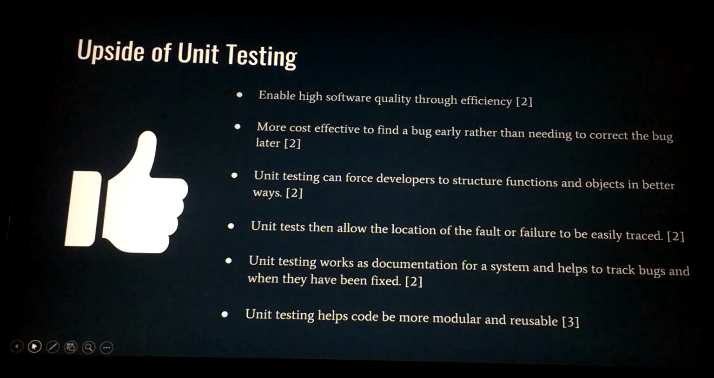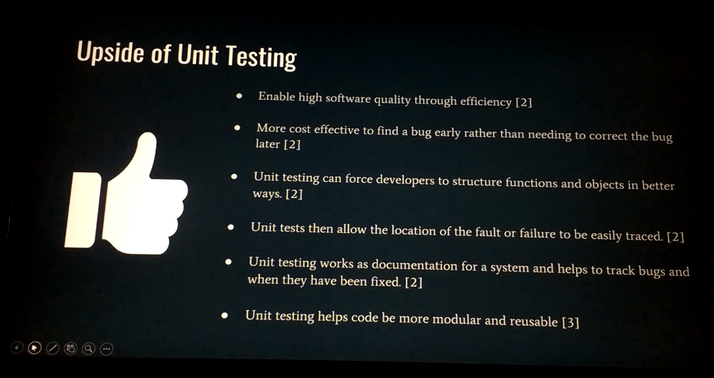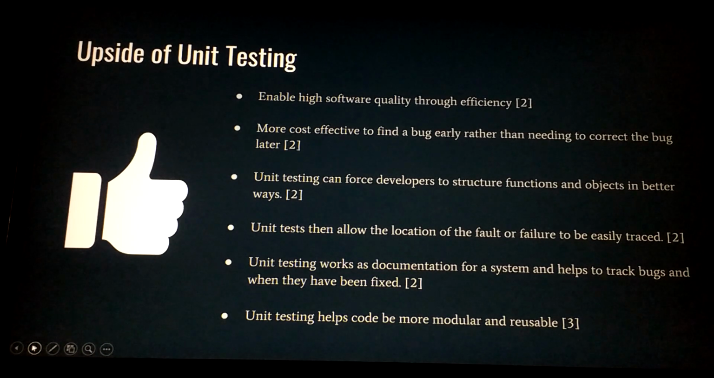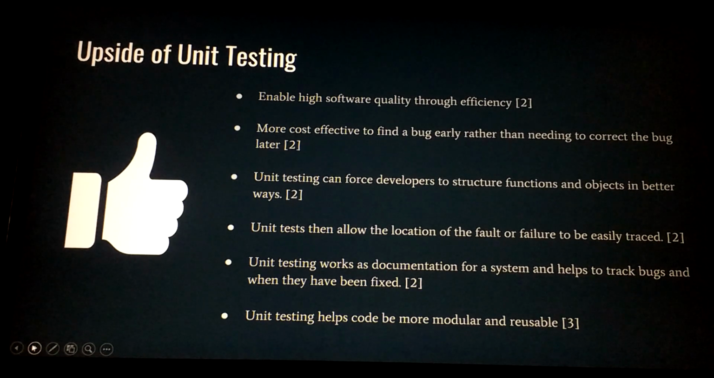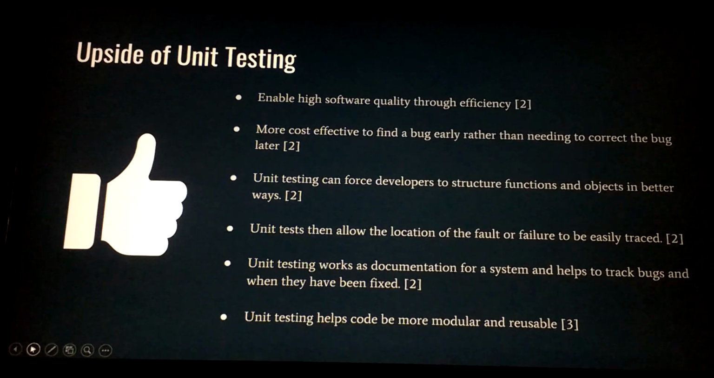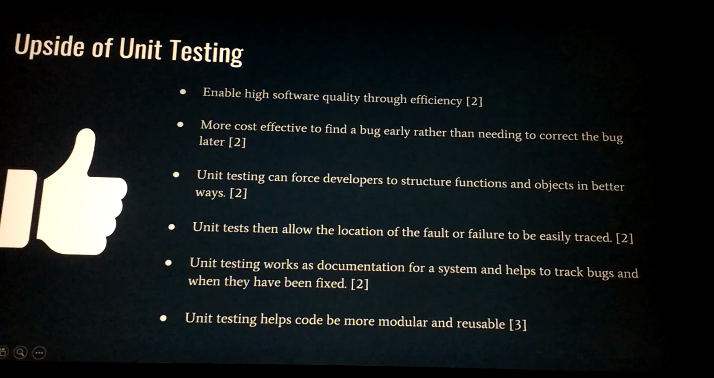The first two bullet points are tied in that unit testing helps make better quality code that is also more cost efficient. Unit testing improves efficiency because bugs are able to be found much quicker, allowing the programmer to fix the bug before their software is released. It is more efficient and cost-effective to fix a bug early rather than having to correct it when the project is near completion or has already been given to the customer.